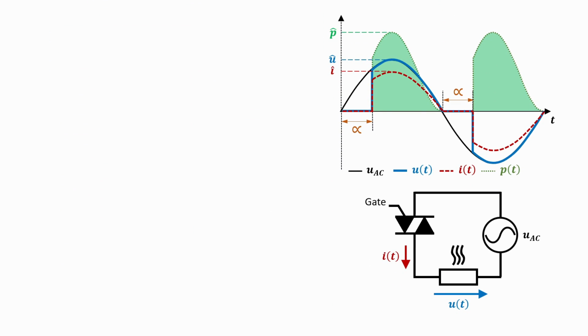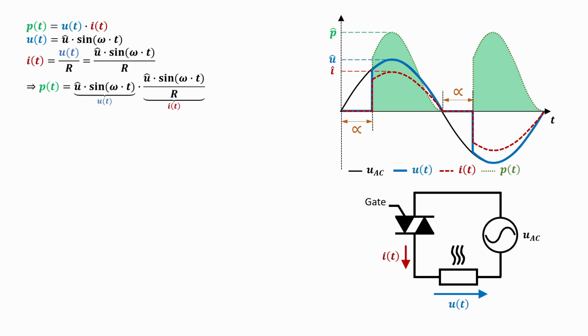The instantaneous power P of t is given by the instantaneous voltage U of t times the instantaneous current I of t. The instantaneous voltage, on the other hand, equals our voltage amplitude times sine omega t. Since generally current can be expressed as voltage divided by resistance, our instantaneous current can be calculated as our instantaneous voltage divided by our resistance, which is in the end our voltage amplitude times sine omega t divided by our resistor value. If we now insert the two equations for voltage and current into our first equation, we end up in a pretty handy formula to calculate our instantaneous power.